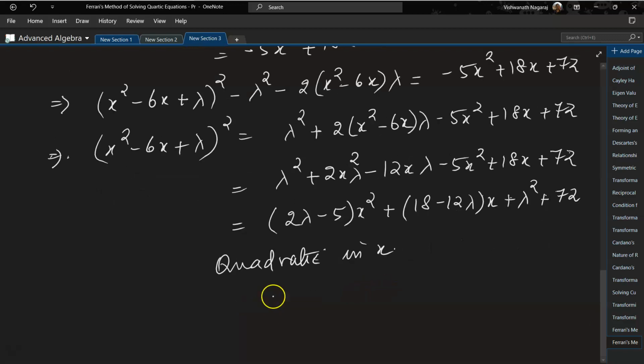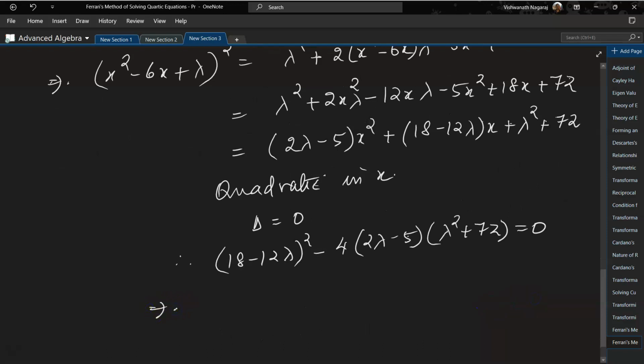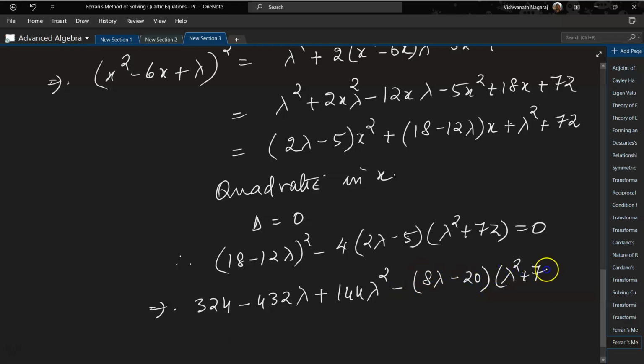Now for it to be a perfect square, delta has to be equal to 0. So therefore, let's evaluate delta and make it equal to 0. So b square, 18 minus 12 lambda square, minus 4ac, 4 times 2 lambda minus 5, c is lambda square plus 72, equal to 0. Okay. Now let's open up these brackets. 18 square is 324 minus 2 times 18 times 12 is 432 lambda plus 144 lambda square minus 8 lambda minus 20 times lambda square plus 72 equal to 0.